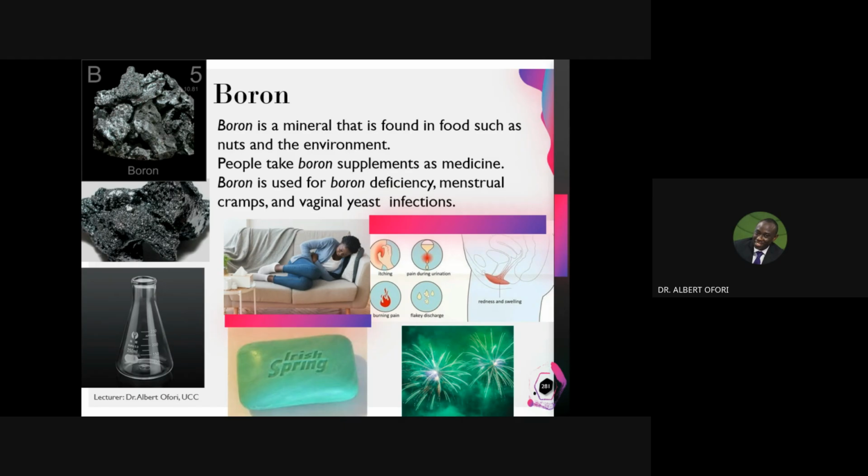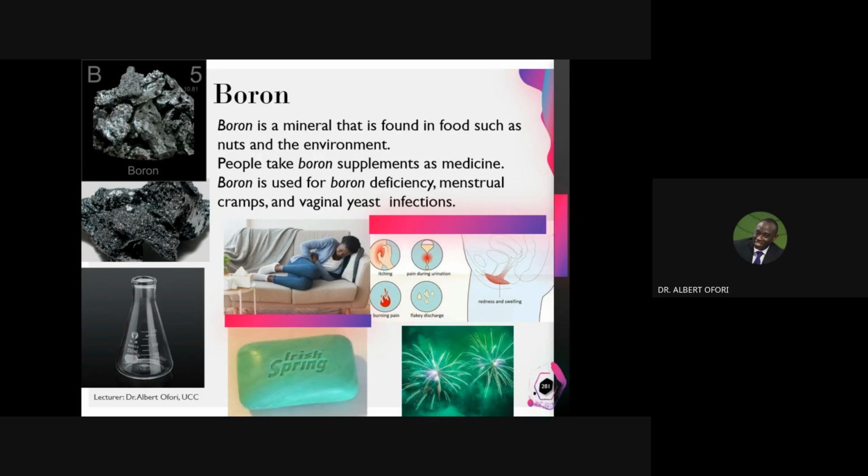Okay, so now let's look at boron, which is one of the metalloids. We are looking at boron, the group three elements. Normally, the element at the top of the group is what we use to call the family, the boron family. Boron is one of the minerals which we find in foods, in our environment, and in the earth's crust.